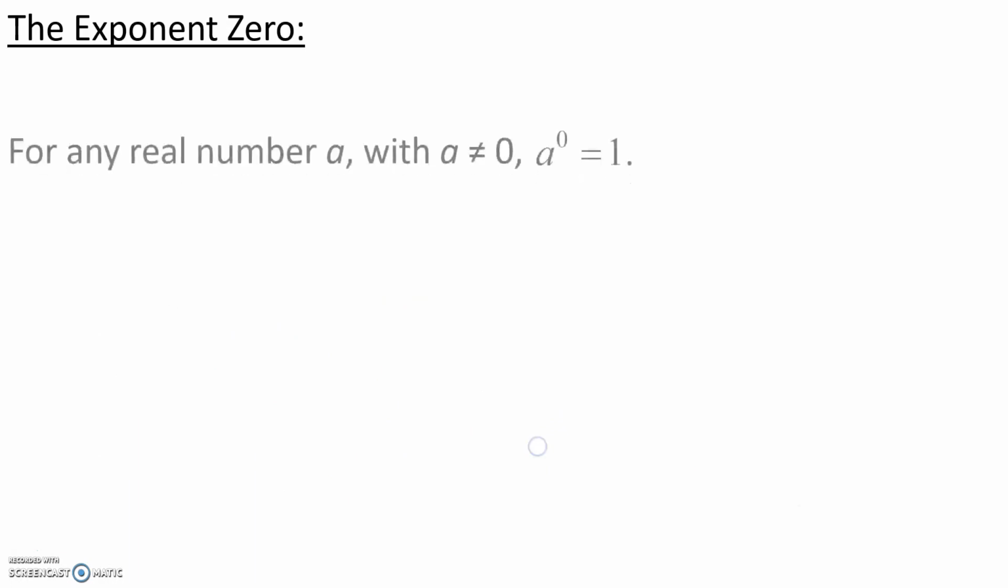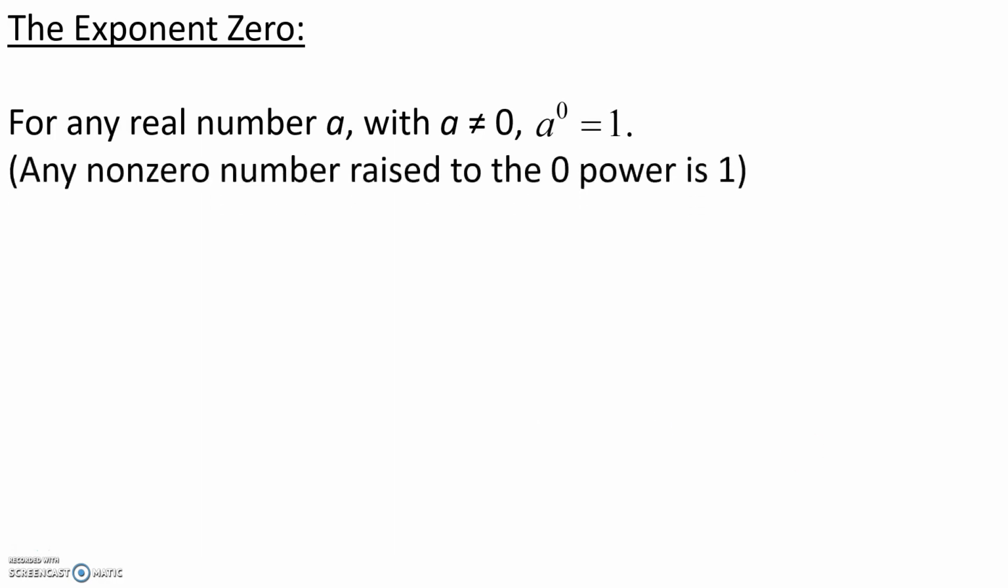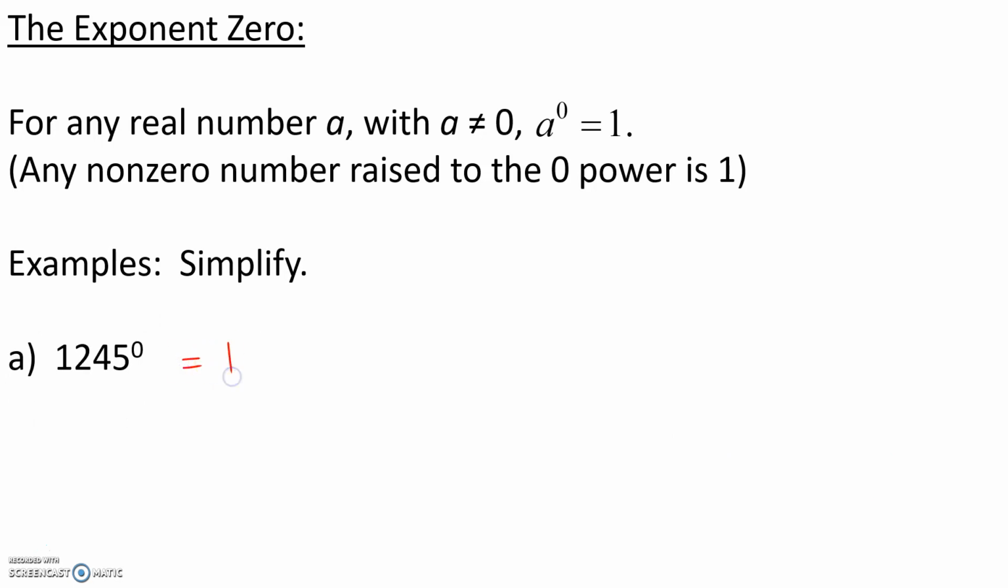The exponent zero: for any real number a with a not equal to 0, a to the 0 always equals 1. Any non-zero number raised to the 0 power is 1. For example, let's simplify 1245 to the 0 power, and that equals 1, because anything to the 0 power is 1. Negative 3 to the 0 power is 1, because any number to the 0 power is 1. 4w to the 0 power is 1.